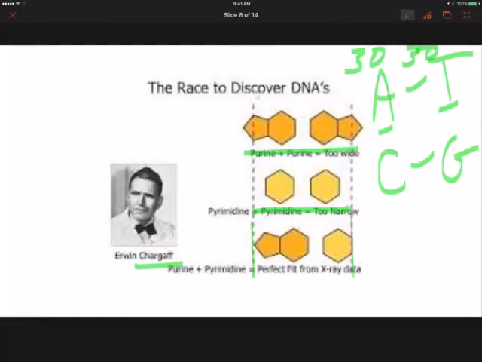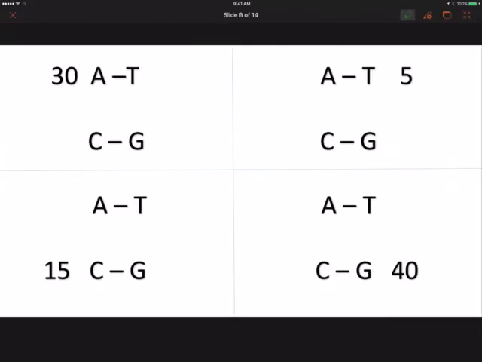So he's able to use some math and figure out that A and T go together and C and G go together. And you're going to hear that as Chargaff's rule. And because of his rule, we're able to do some calculations here and figure out how many, or what percentage, of the rest of the nitrogenous bases there are.